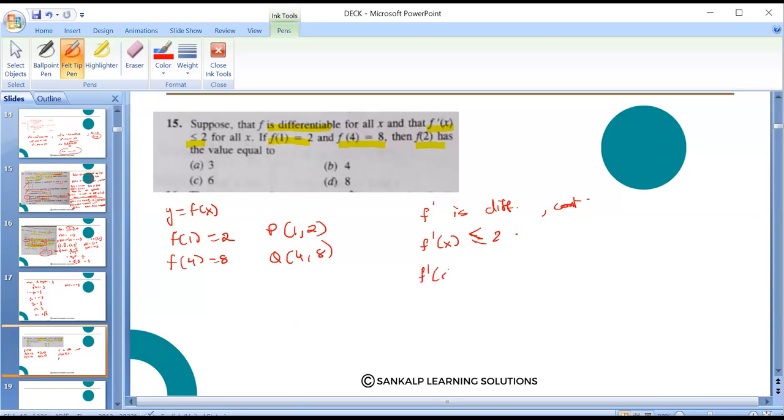So f dash c, according to the mean value theorem, we will take the interval. Which interval do we have to take? Because we are taking the points P and Q, we have to take the interval 1 to 4. x is taken as 1, x is taken as 4. So f dash c will be f of 4 minus f of 1 by 4 minus 1. That is 8 minus 2 by 3, 6 by 3. That is 2.